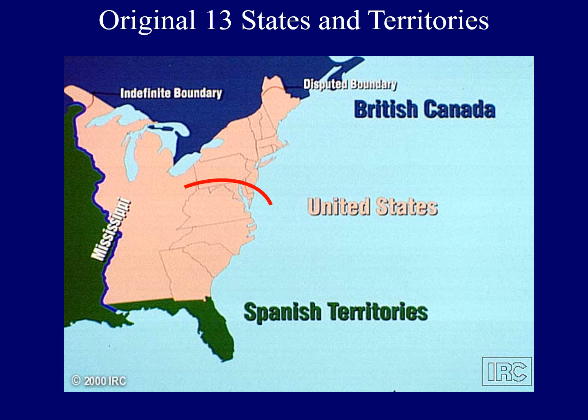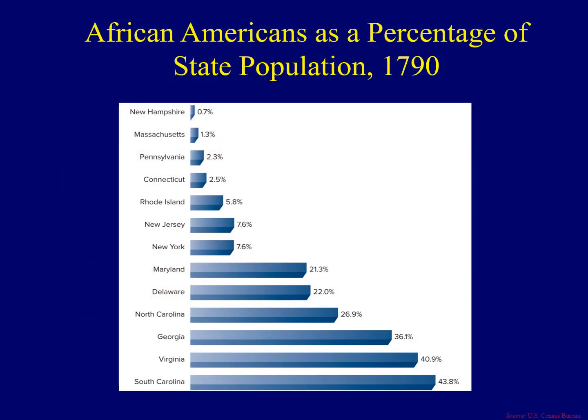Here we are back at the original 13 states and territories. That red line indicates an area where south of that, slaves made up a large portion of the population because they played a crucial role in the South's economy. Slaves made up a large percentage of the population of many southern states. Representatives from those states would not even consider the elimination of slavery. But what they wanted to know was, well, how should we count slaves when determining each state's population?